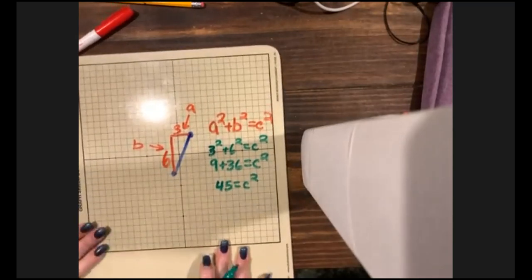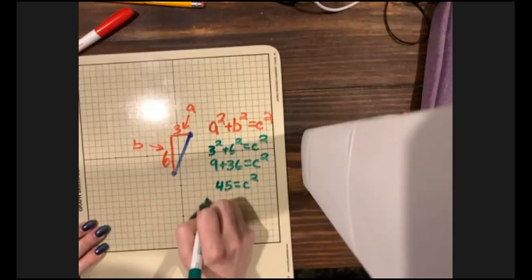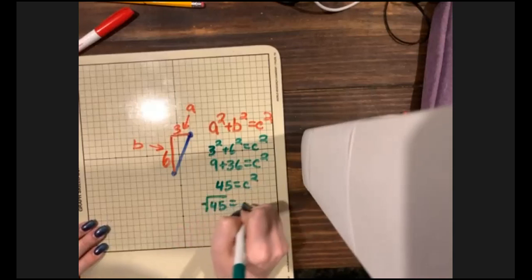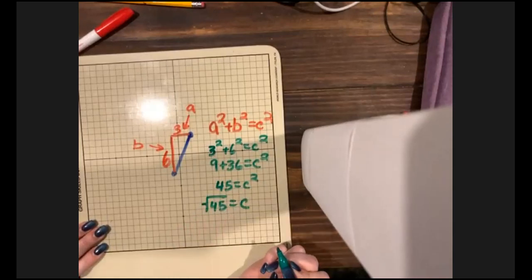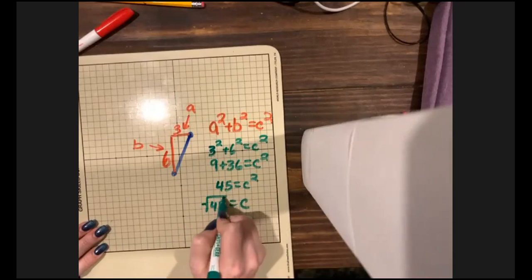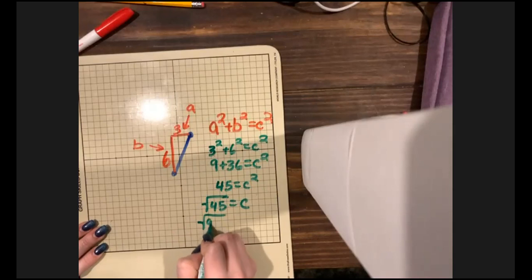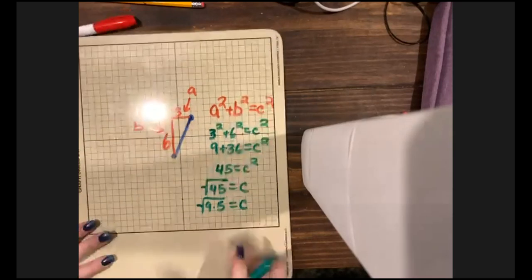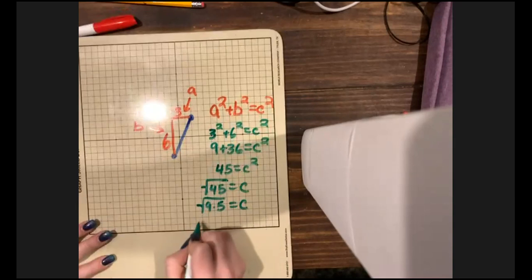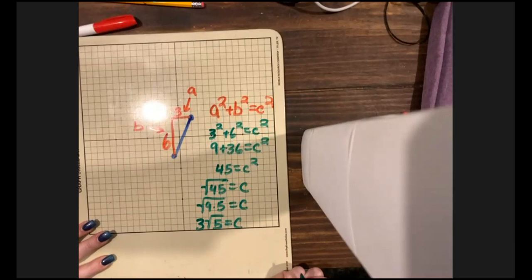Okay. Now, I do need to take the square root on both sides. Now, as far as cleaning this up, I can do that's 9 times 5. The square root of 9 is 3. Square root of 5. And that's c.